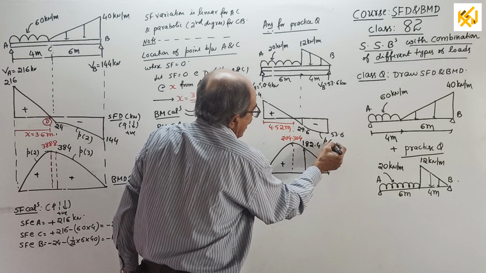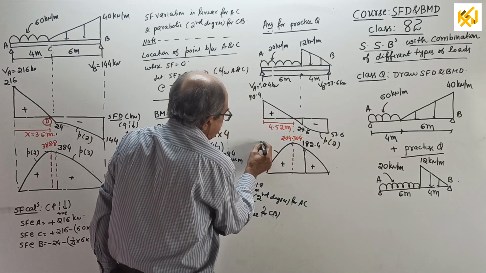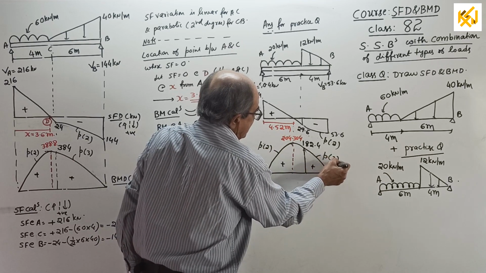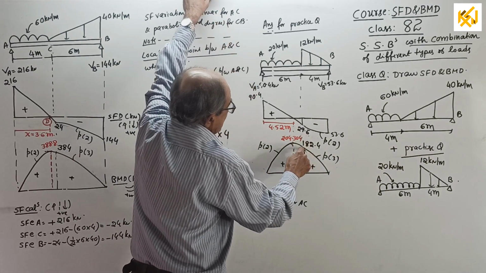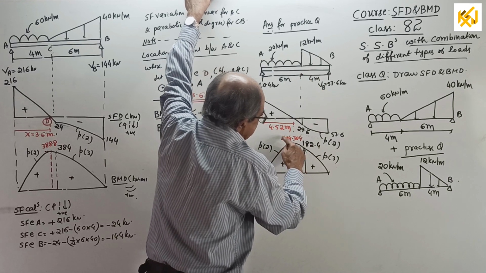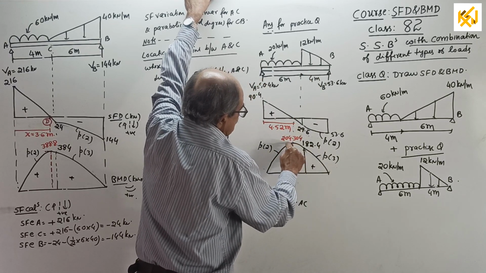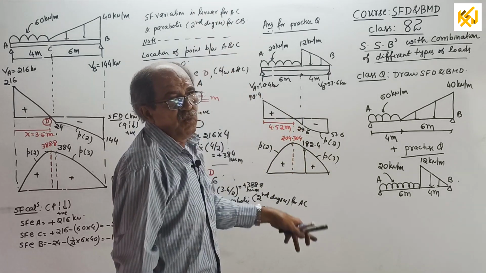This is parabola of second degree. This is parabola of second degree. This is parabola of third degree. Here also the same thing. For both the curves, the tangent should be common, and here, because of 0 shear force, the slope should be 0. Work out this question.